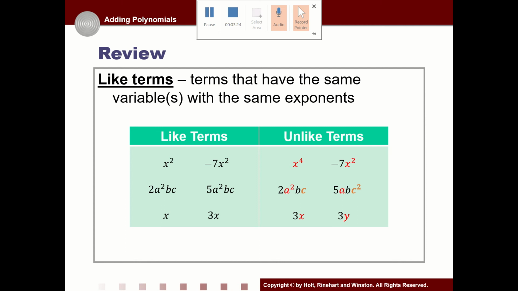On the right, I have 3x and I have 3y. The number in front of the variable, remember, is called the coefficient. The coefficients are the same, but that doesn't matter. Like terms don't say anything about the coefficients. It talks about the same variable with the same exponent. Well, these two have the same exponents of 1, but not the same variables. This has an x, that has a y. Unlike terms, we would not be able to add or subtract those.